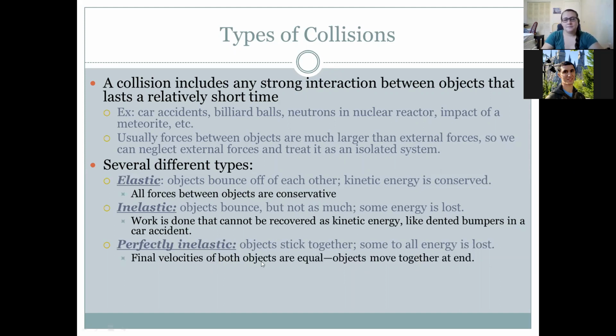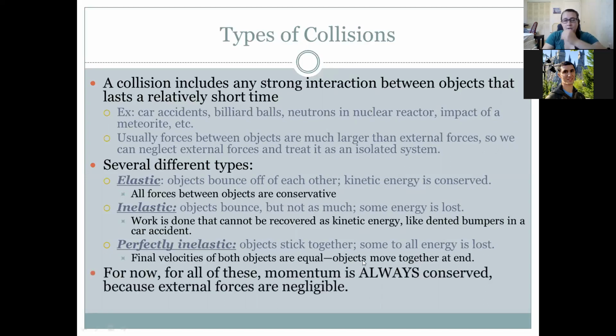That's a good one. Okay, so we have these three different types that we will be dealing with, and we'll do examples of each type. Yeah, we will today. We'll have an example of all three. For now, though, remember, for all of these types of collisions, momentum is always conserved, even if kinetic energy is not conserved, because we're not dealing with any significant external forces. So we can always conserve momentum, even if we can't conserve energy.